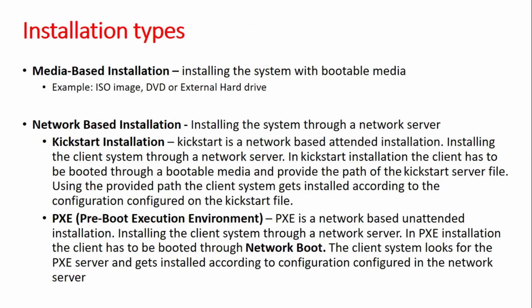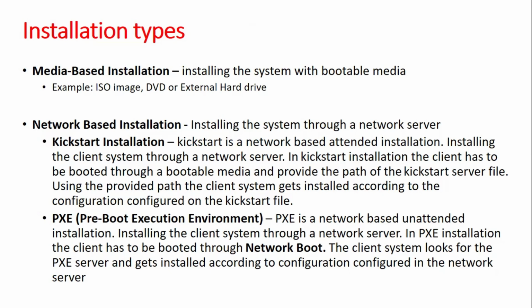One is media based installation. Media based installation is where you use a bootable media and install the system with it. The bootable media may be either an ISO image or DVD or an external hard drive or USB. The second type of installation is network based installation, installing the system through a network server. For example, if you have 100 systems in the network and you want to install all of them, it will take time to go to each and every system and install it. So we can go for a network based installation.